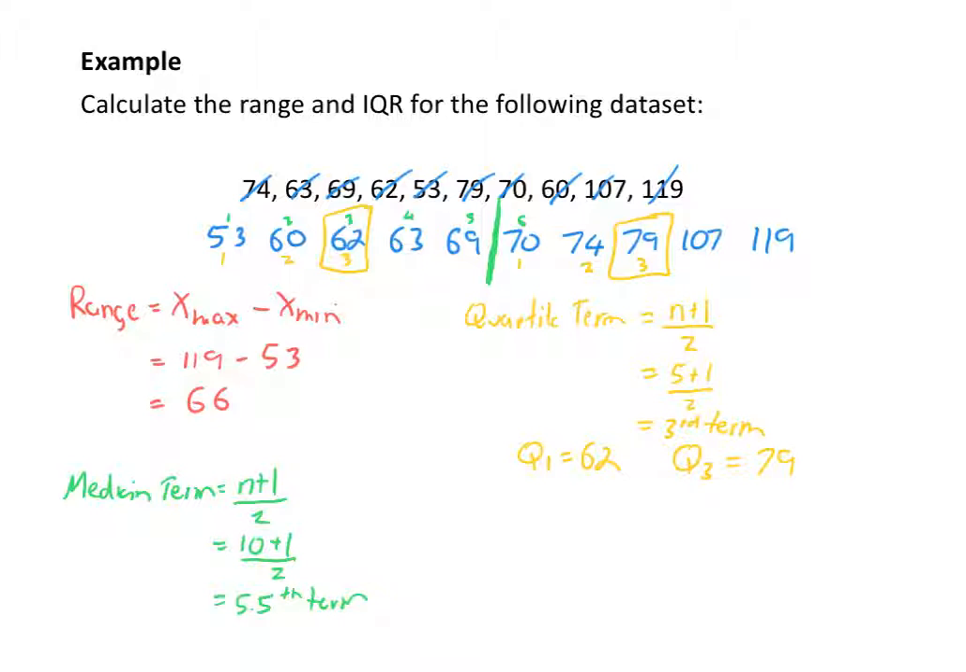So now that I know those two amounts, I can go ahead and calculate my interquartile range. So my interquartile range is quartile 3 minus quartile 1. So 79 minus 62, and that is going to equal 17. So the interquartile range of my original data set was 17, and my range was 66.